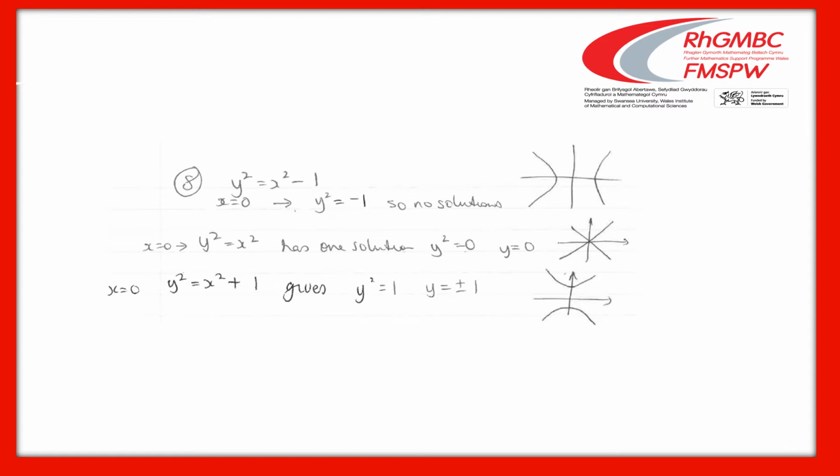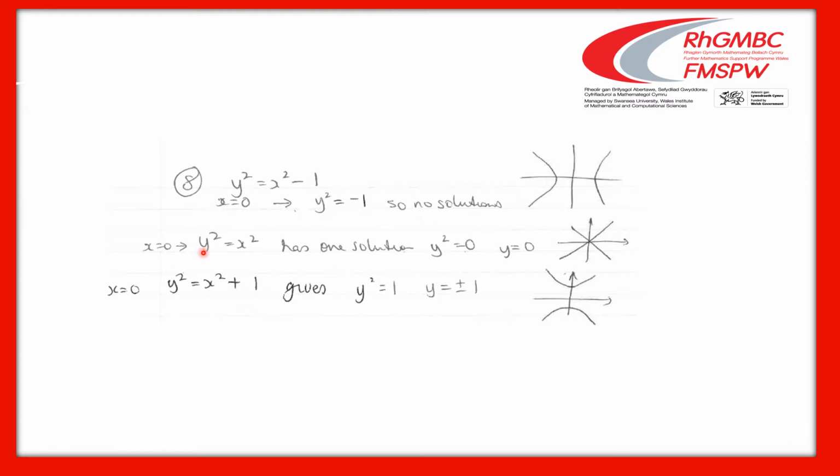And as you can see here, when you put x = 0, which would identify where it crosses the y-axis, you get with this equation here y² = -1, so no solutions. So this matches up to the graph which doesn't cross on the y-axis at all.